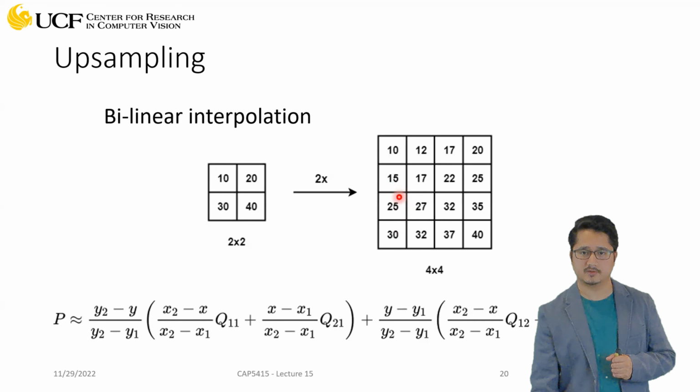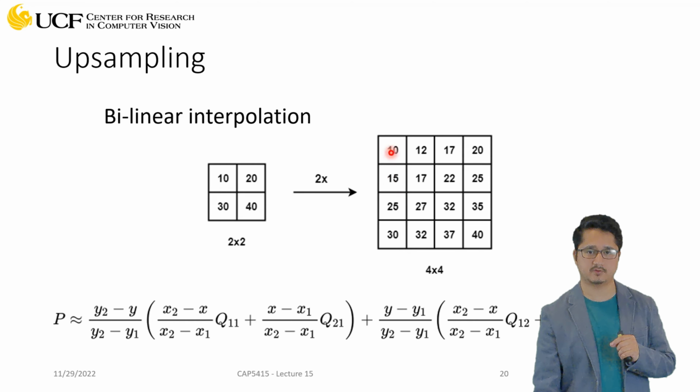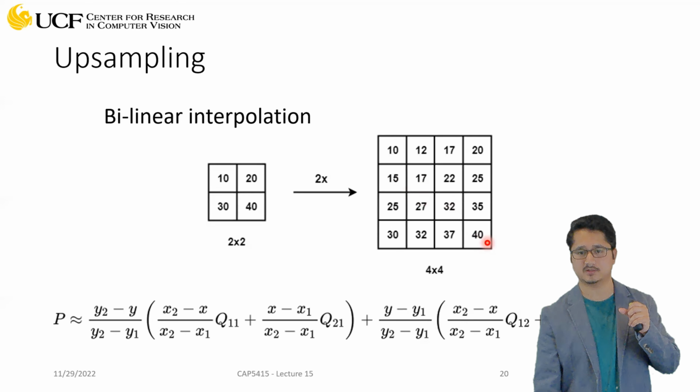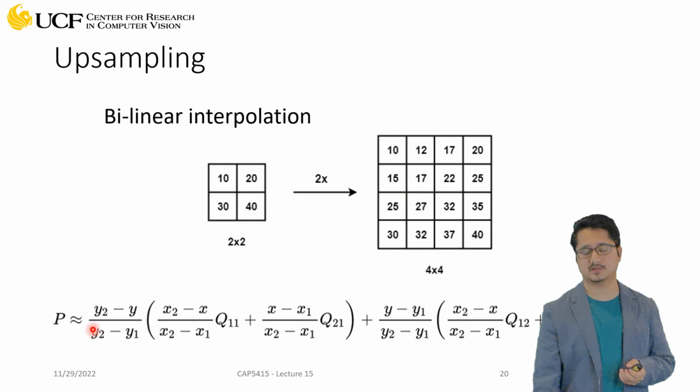So if you have to find the value of this location, what you're going to do is find out how far this location is from 10, how far it is from 20, how far from 30, and how far from 40. If 10 is very close, then it will utilize 10 a lot. So the weight for 10 will be pretty high. And what value you use for 40 will depend upon how far it is from this location.